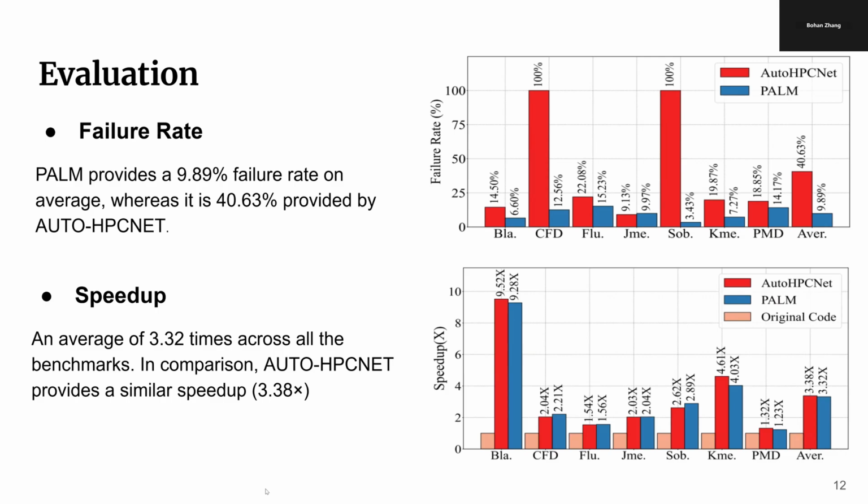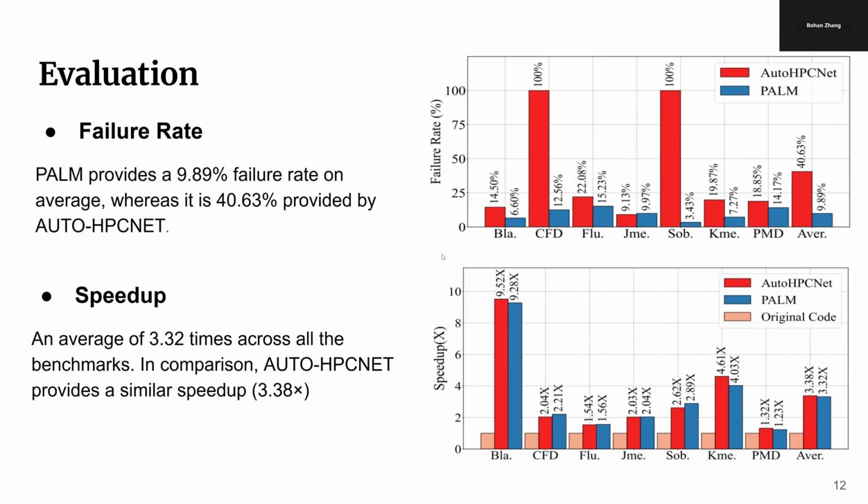The bottom chart is the speedup against the original code. PALM delivered an average of 3.32 times, up to 9.98 times on Black-Scholes, essentially the same speedup as AutoHPCnet, within about 2%. So here's the bottom line of the talk. PALM matches the state-of-the-art on speed while being dramatically more reliable, and it has a safety net. Whenever an input fails the quality check at runtime, we fall back to the original code for that input as well. So correctness is never compromised.